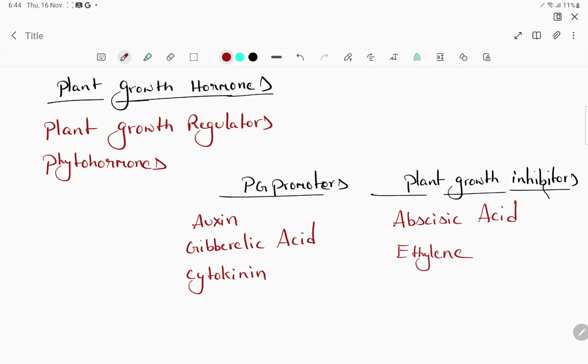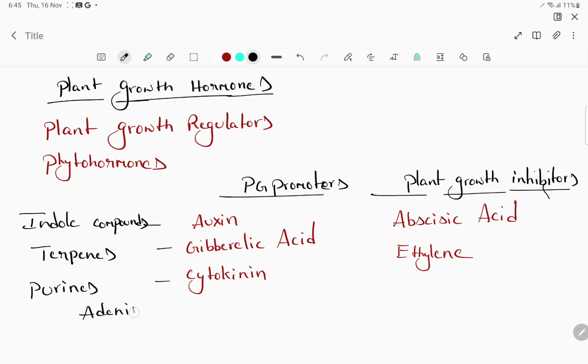So coming to the derived compounds, from which compounds these are derived? Auxin is derived from indole compounds. Gibberellic acid is derived from terpenes. Cytokinin is derived from purines, which is adenine. And abscisic acid is derived from carotenoids. And ethylene is gaseous, volatile.